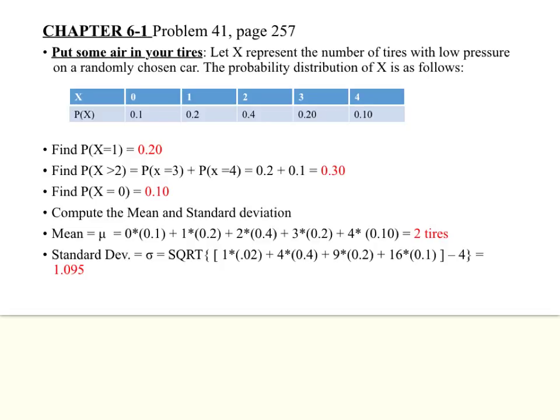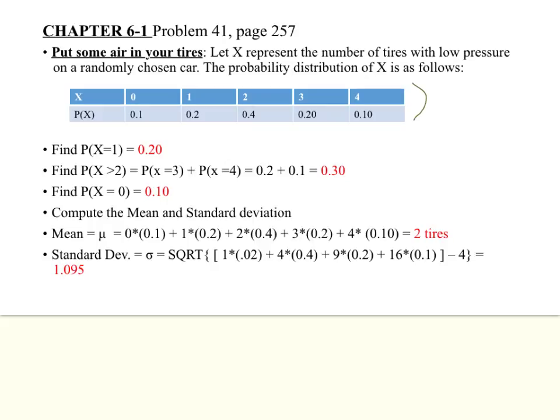In Chapter 6.1, we are studying random variables, and so we're going to look at some problems dealing with discrete random variables. The first problem is problem 41 on page 257. Put some air in your tires. So we want to let x represent the number of tires with low pressure on a randomly chosen car. The probability distribution of x is as follows.